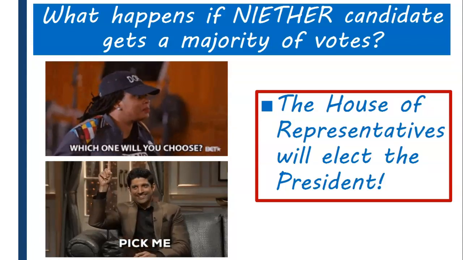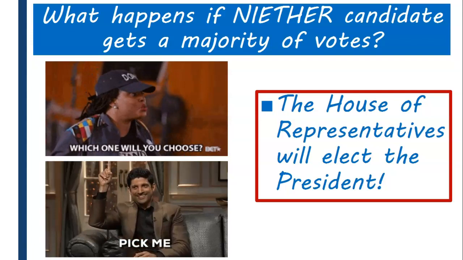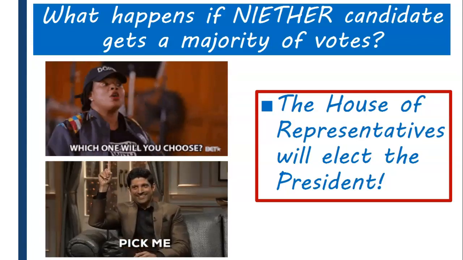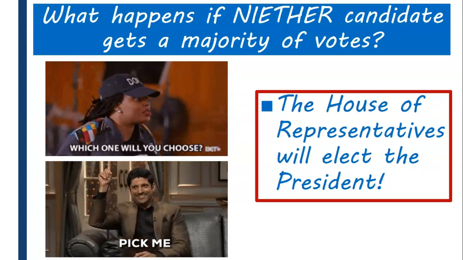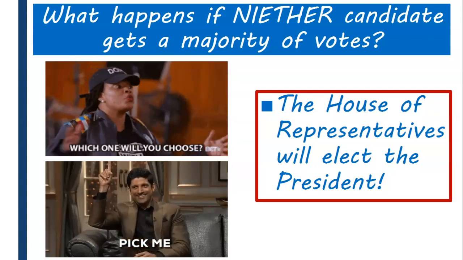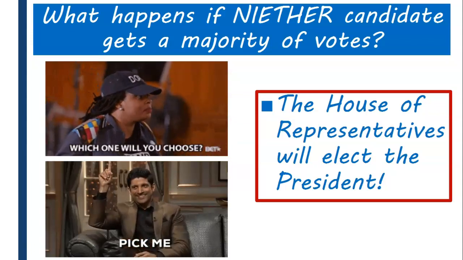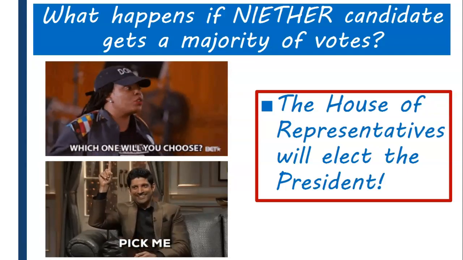Now let's say neither candidate gets a majority of votes. What happens then? The House of Representatives will elect the president. Now this year it could be a close election, and in the event of a tie, the House of Representatives will most likely be Democratic, meaning Joe Biden would take the presidency then.